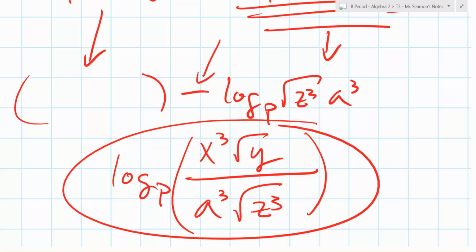So what have we done so far? We've expanded and we have compressed. Have we solved any of these yet? No.